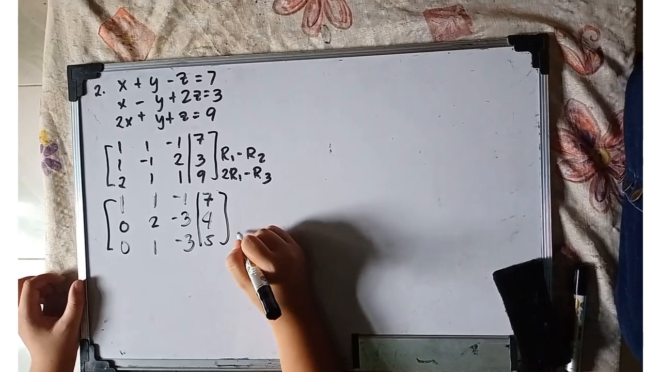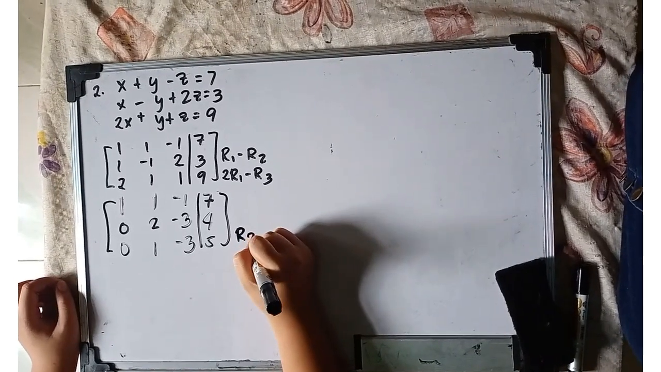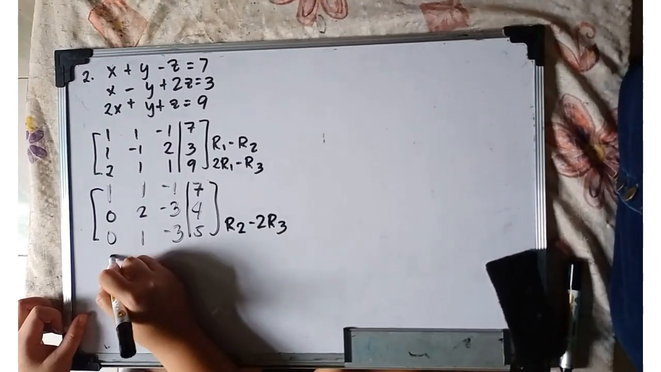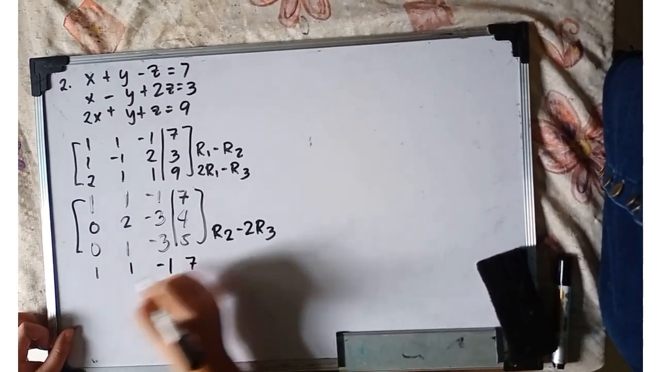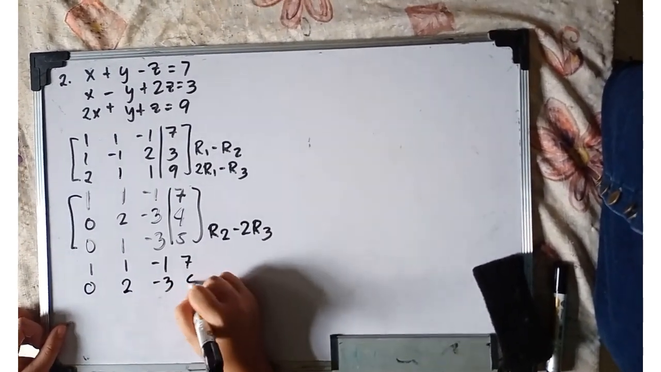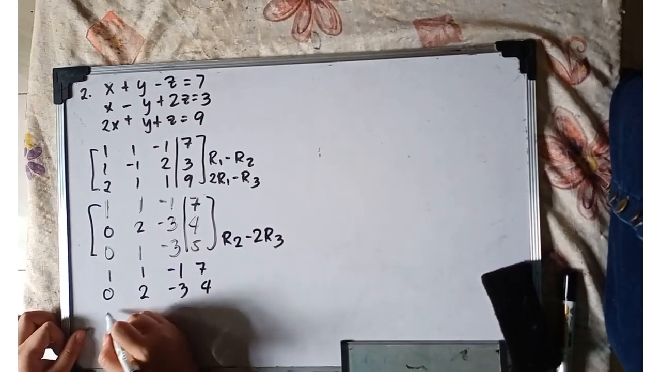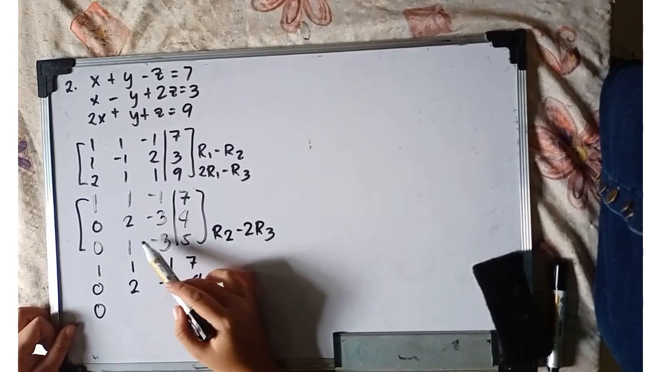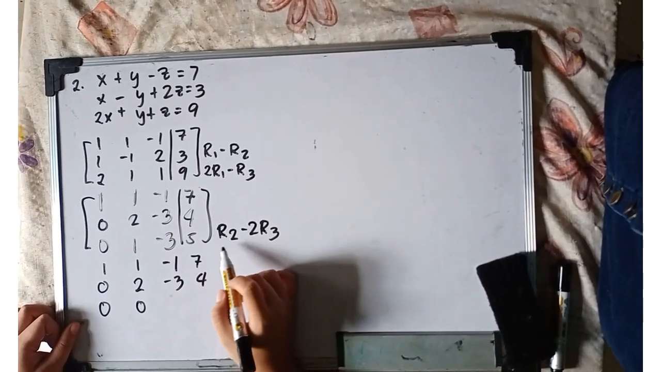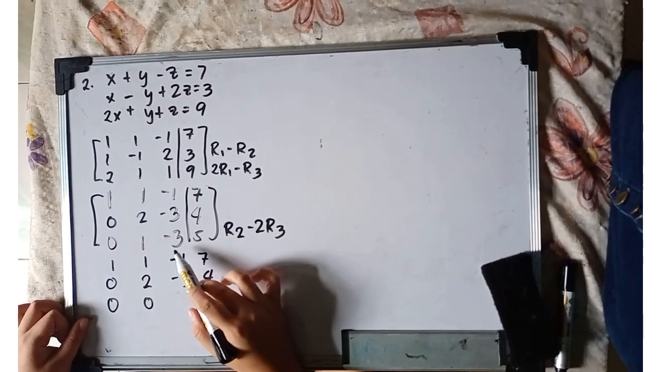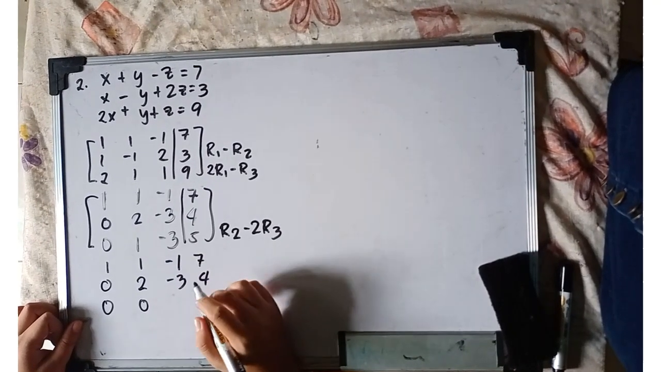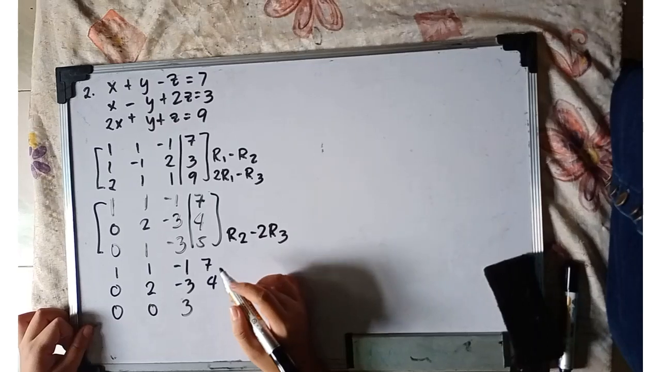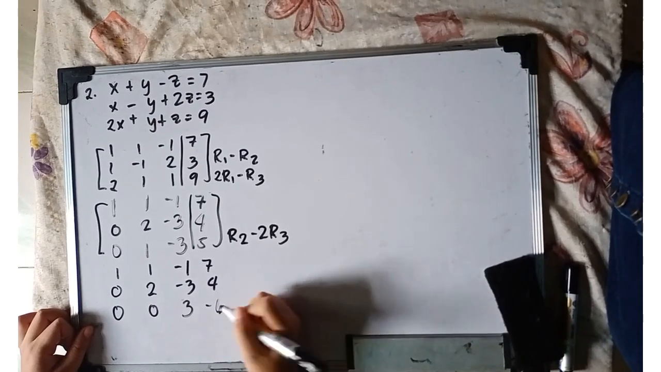And then r2 minus 2 r3. Copy 1, 1, negative 1, 7, 0, 2, negative 3, 4, and then 0, copy the 0. r2 minus 2 r3 is 2 minus 2 times 1 is 0, negative 3 minus negative 2 times negative 3 is 6, so negative 3 minus 6 is negative 3... 4 minus 2 times 5 is 10, equal to negative 6.